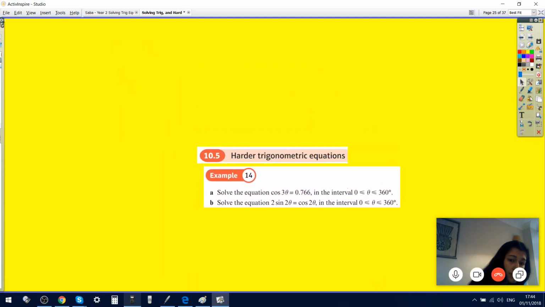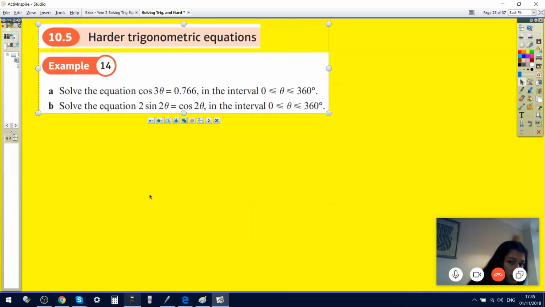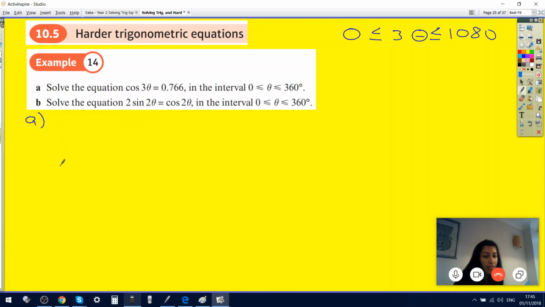Okay, harder trig. How do we do this first one, part A? Times the domain by 3. Well done. What do you get? 0 to whatever 360 times 3 is. 1080. Okay, go on. Actually, work it out then.